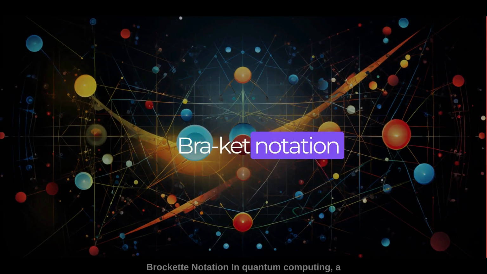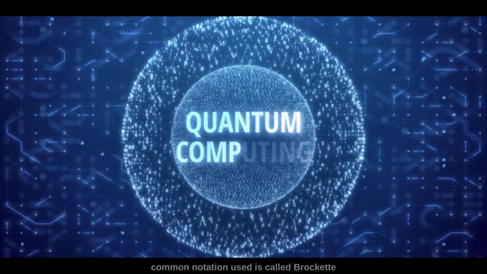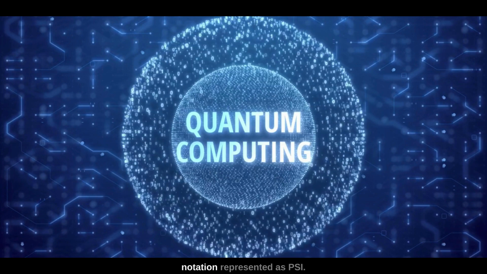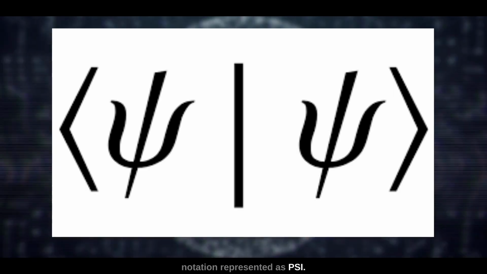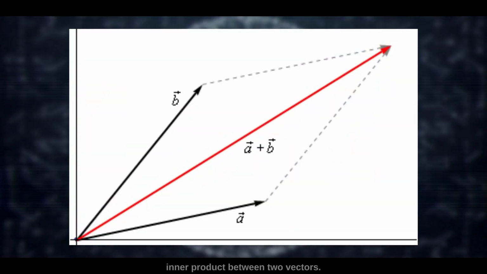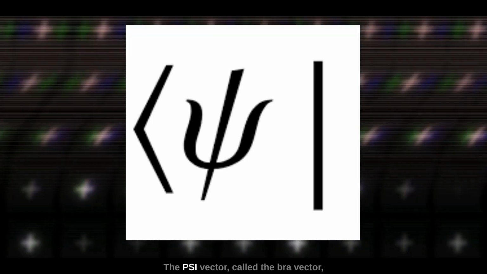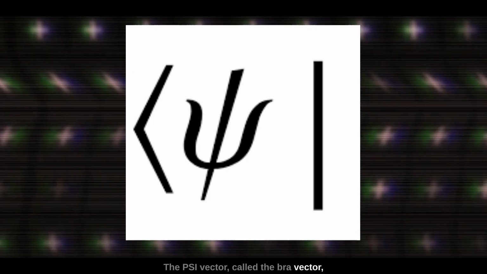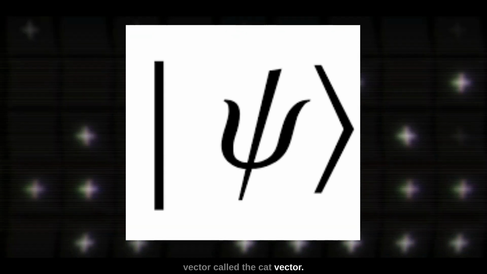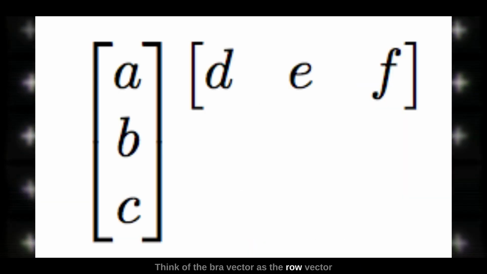Bracket notation. In quantum computing, a common notation used is called bracket notation, represented as <phi|psi>. It's similar to expressing an inner product between two vectors. The <psi| vector, called the bra vector, represents the conjugate transpose of the |psi> vector, called the ket vector. Think of the bra vector as the row vector and the ket vector as the column vector.